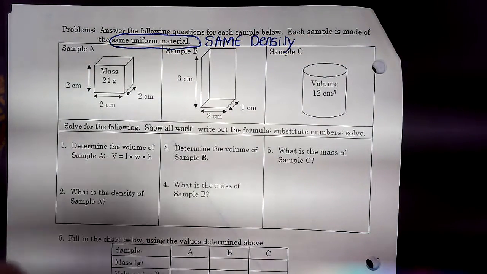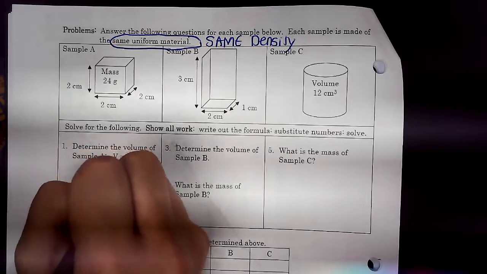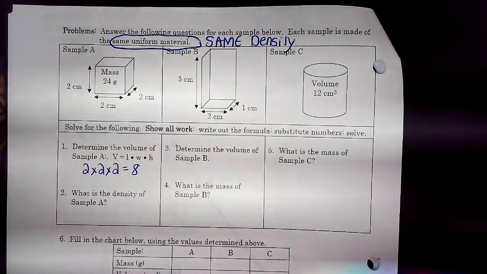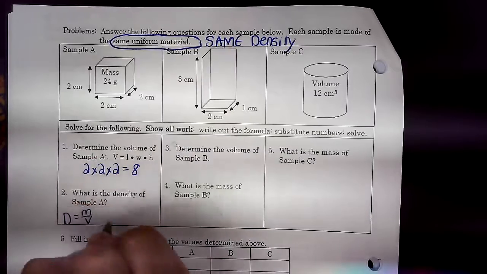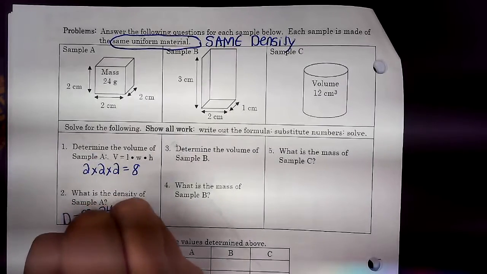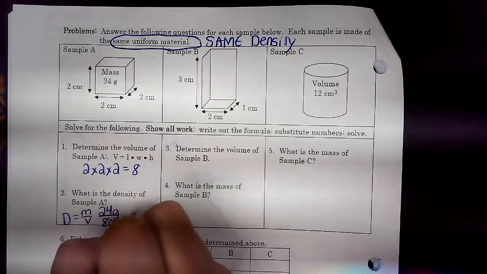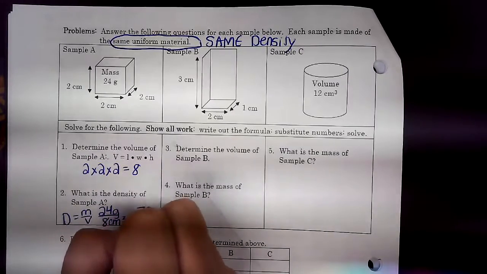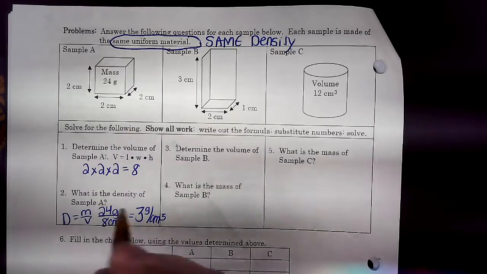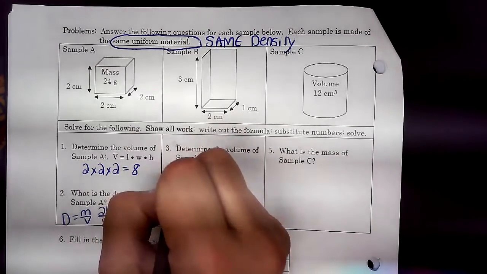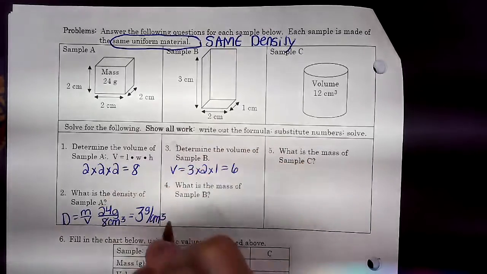So you start off doing the volume and it tells you volume is length times width times height. 2 times 2 times 2 is not 6, it's 8. Then you do the density equals mass over volume. They tell you the mass was 24 grams. We just did the volume of 8 centimeters cubed. That gives us a density of 3 grams per centimeter cubed. Then we do the volume for this one. Volume equals 3 times 2 times 1, which equals 6.